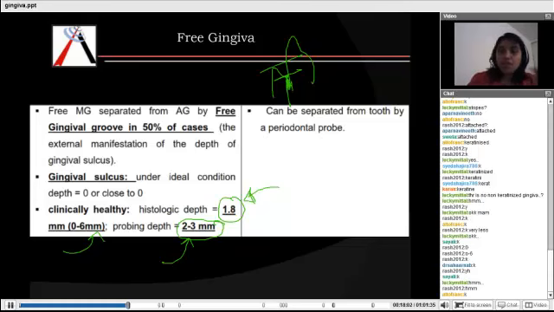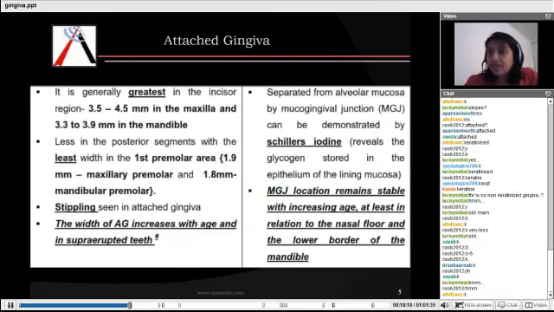Get this point? Now one thing, your marginal gingiva, as we defined it, is the one which has the sulcus, so obviously that is the free gingiva, marginal free gingiva, and it can be separated from the tooth by a periodontal probe. That's an obvious point. Nothing great in that. Clear till now?